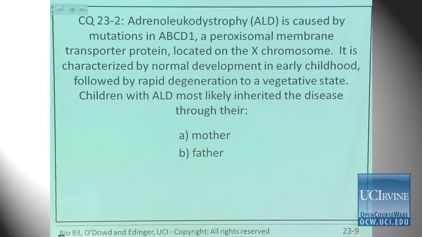So to see if you understand this, I have a quicker question for you. Adrenoleukodystrophy is caused by mutations in ABCD1, which is a peroxisomal membrane transporter protein. This gene is found on the X chromosome. This is the disease that the kid in Lorenzo's Oil had, if you've seen that movie. It is a disease characterized by normal development in early childhood, but then rapid degeneration to a vegetative state. Children with ALD most likely inherited the disease through their mother or their father.